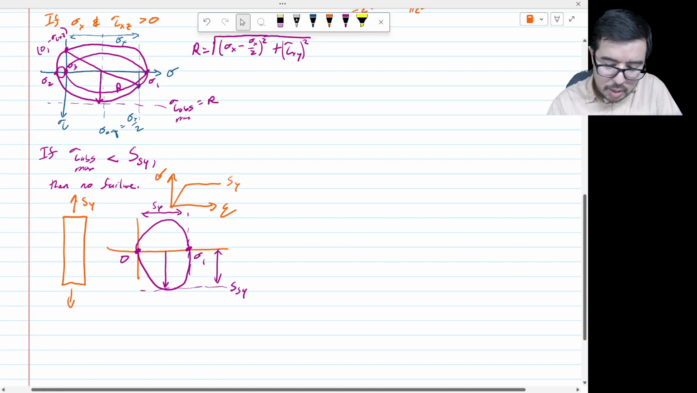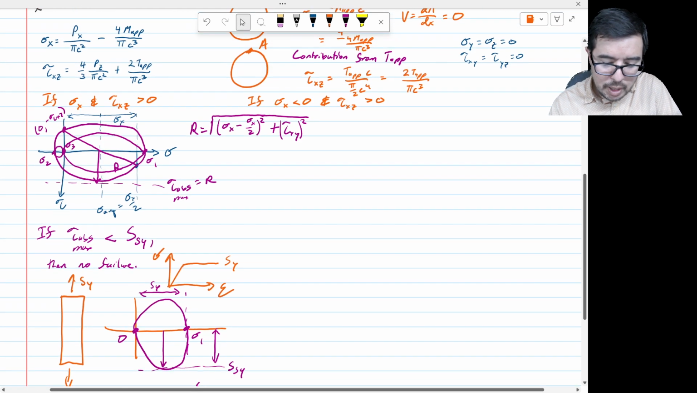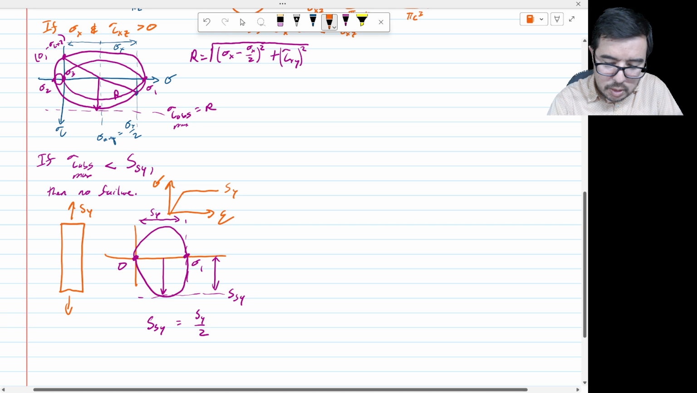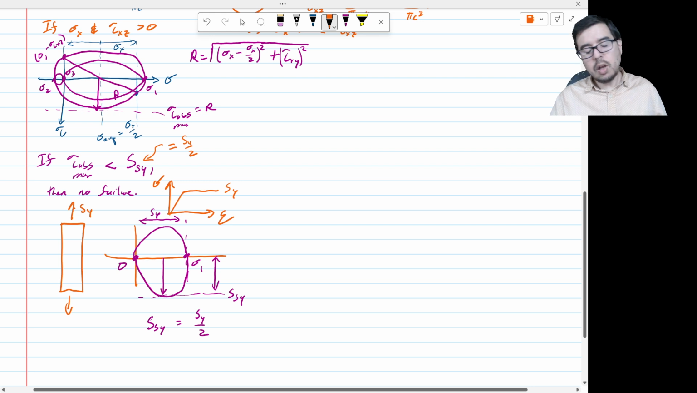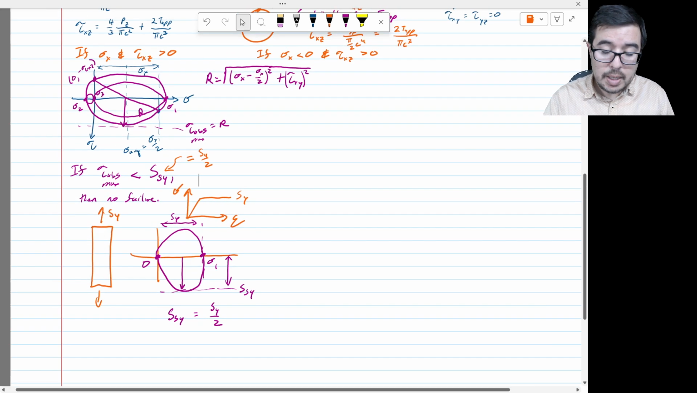So that means that SSY, what's the radius? It's sigma 1 over 2. Sigma 1 is equal to SY. So that means that SSY is just going to be SY over 2. So what we're saying is that this SSY is equal to SY over 2. So as long as the absolute maximum shear stress for our system is less than SSY, or the yield strength divided by 2, we don't have failure.